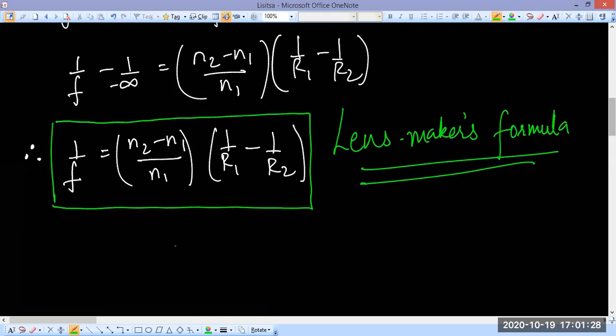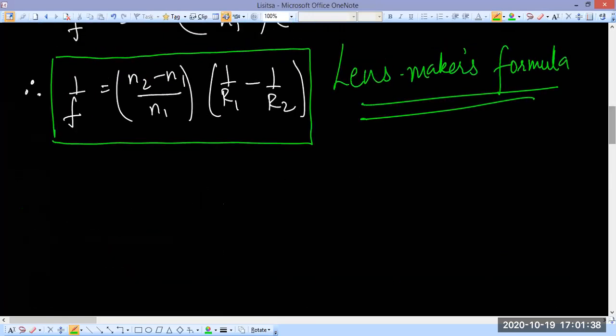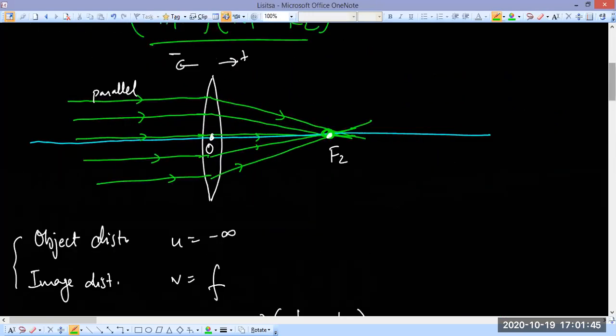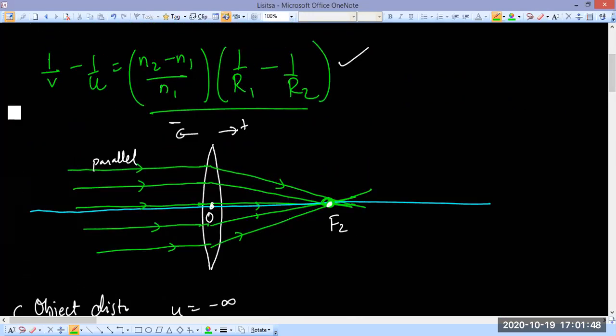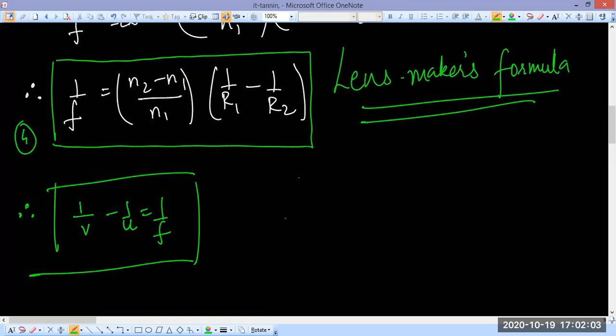Okay, and finally, if you combine this equation and this one, the right side of both is the same, isn't it? So therefore the left side should also be equal. You can call this equation 3 and this equation 4, since we have done a lot before. So if we combine 3 and 4, we get 1 by v minus 1 by u is equal to 1 by f. Here comes your favorite lens formula.